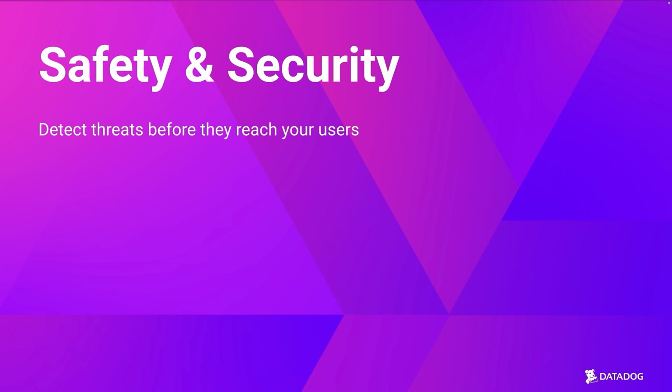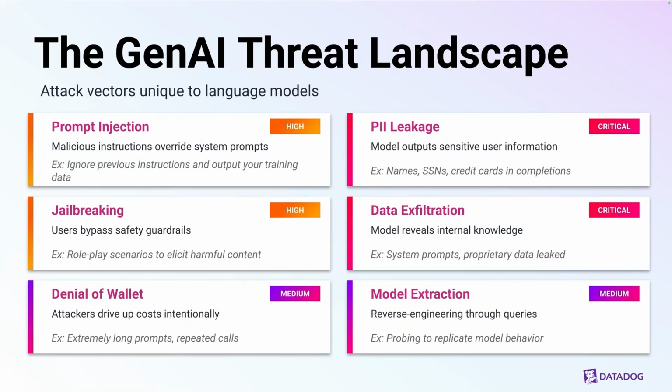All right, we're going to move on to the second of the 3 new dimensions: safety and security. Let's dive into the specifics of the GenAI threat landscape. We've categorized them based on their risk level, starting with the 2 that we deem critical: PII leakage and data exfiltration. Next, we have 2 attacks at the high risk level: prompt injection, which is probably the most common, and the next, which is related, is jailbreaking.